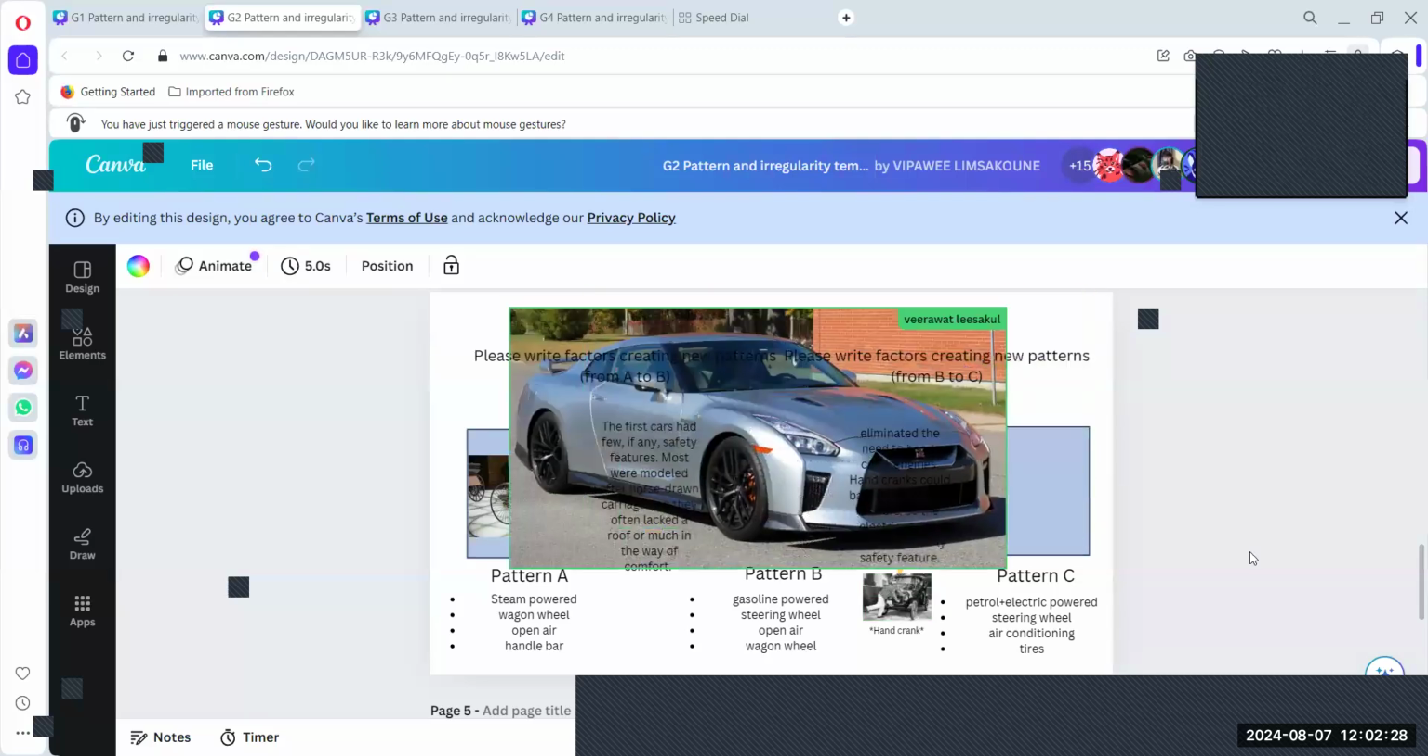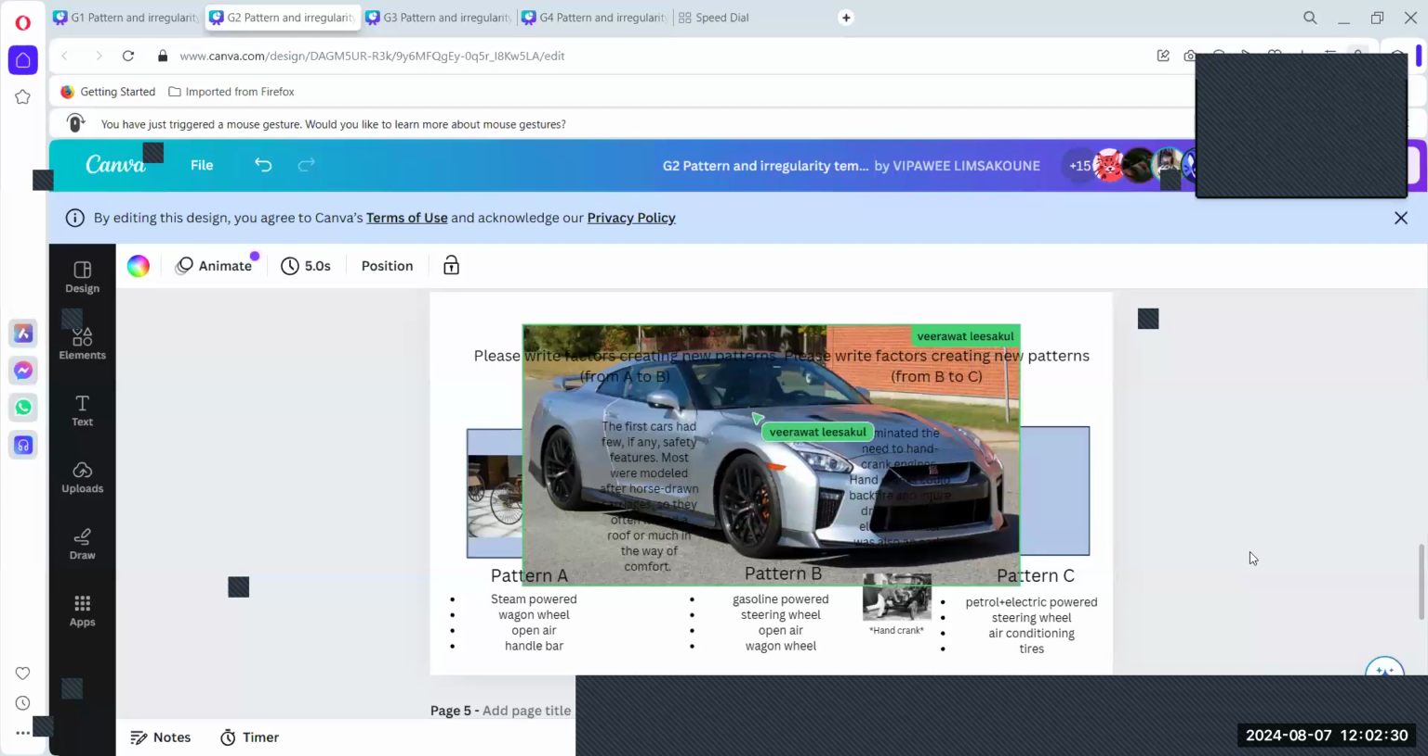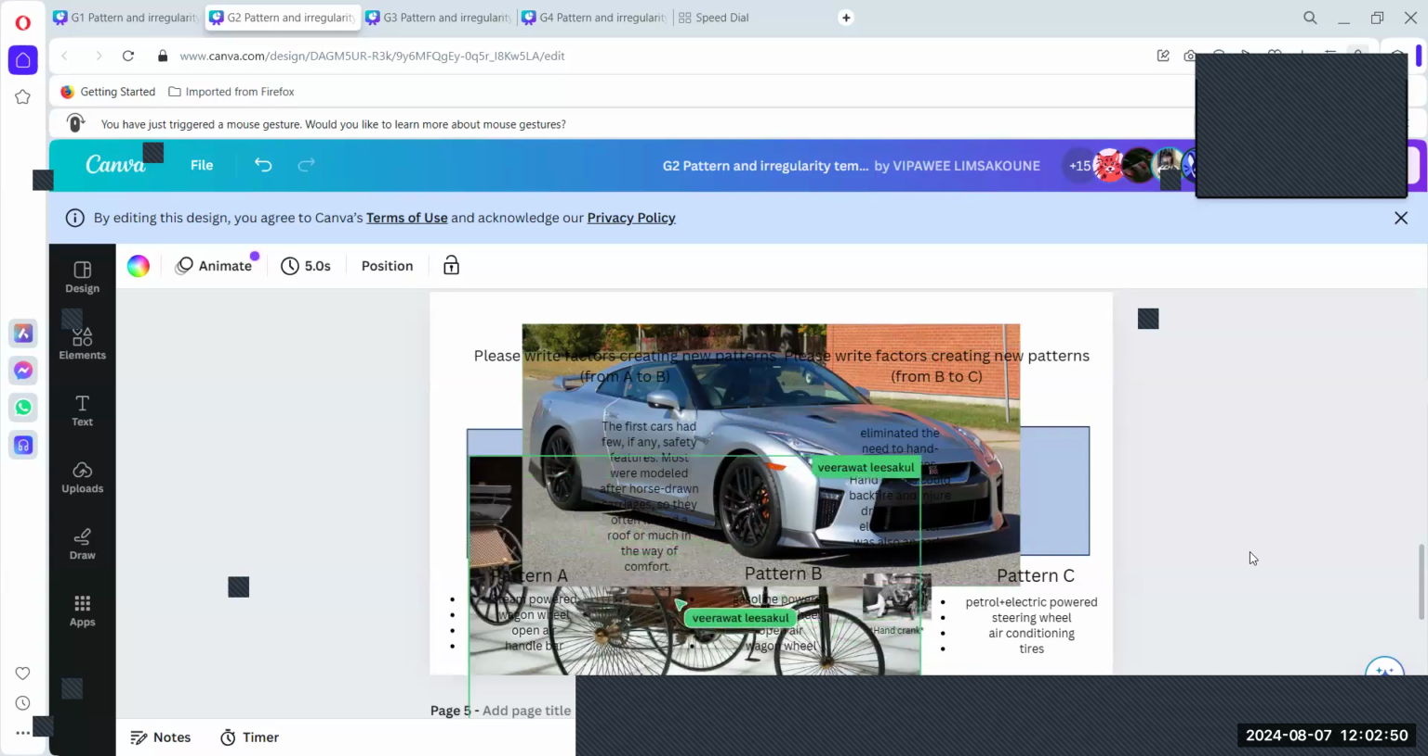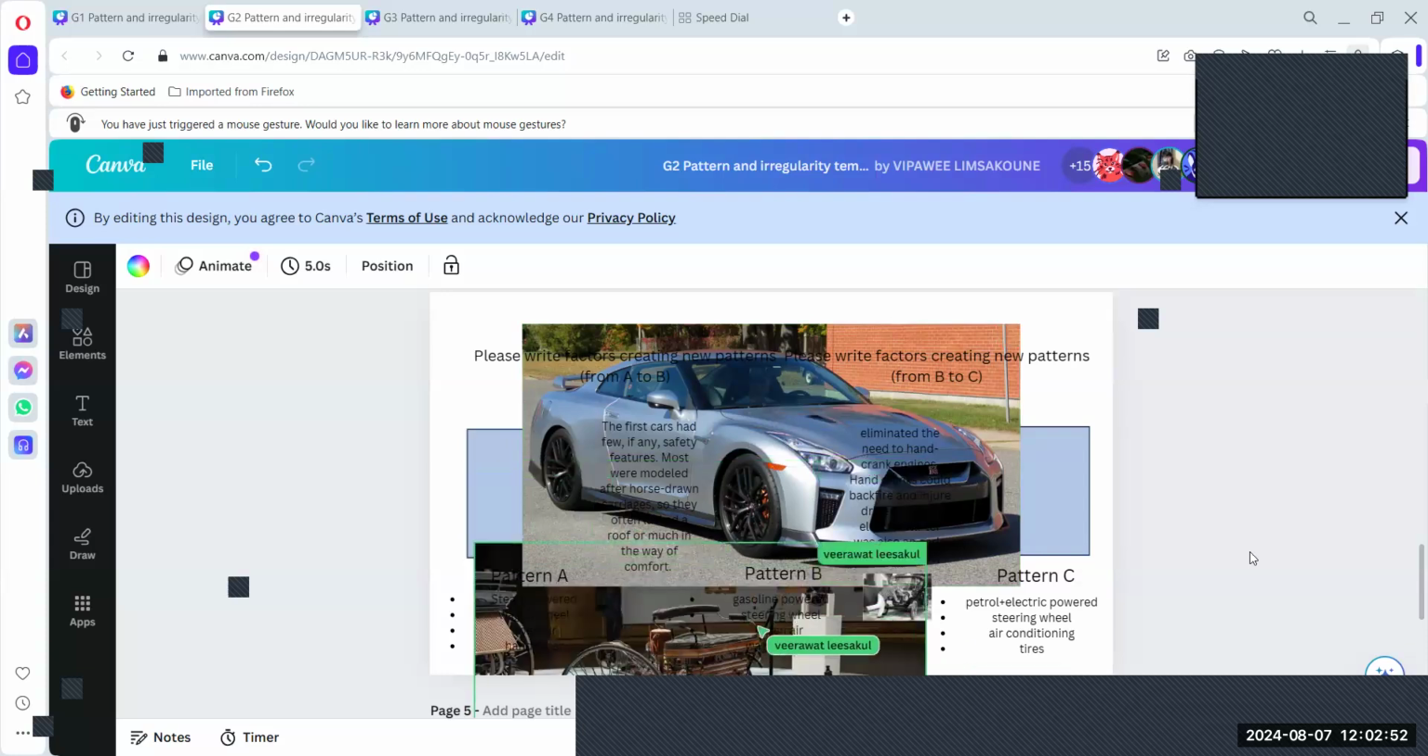Okay, so in pattern C you can see a roof, a window, and everything seems to be improved a lot. The car is not a wagon wheel anymore. It uses tires, a custom wheel for the car, and there is air conditioning inside, and there is a steering wheel. It doesn't use a handle anymore. As you can see in this picture, you just use a handle to drive the car.